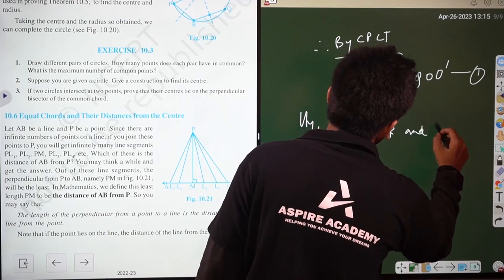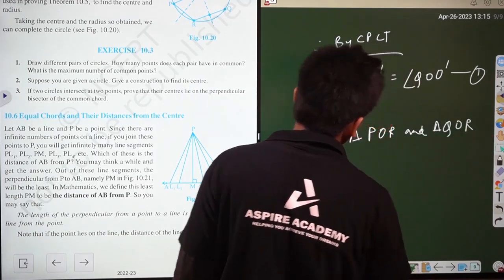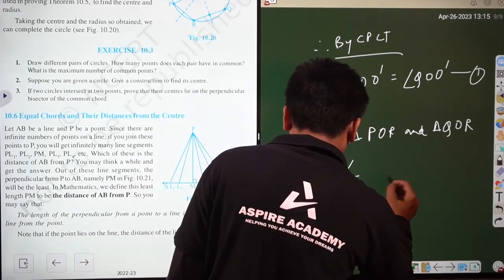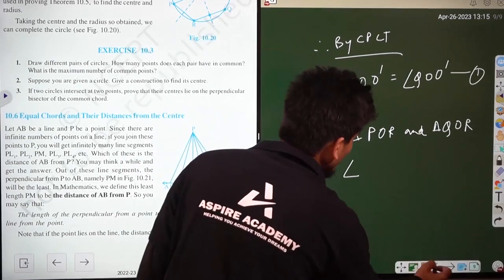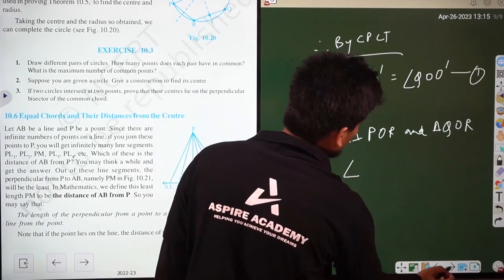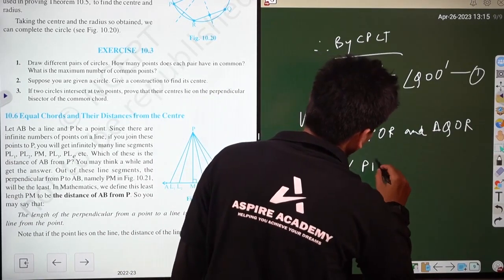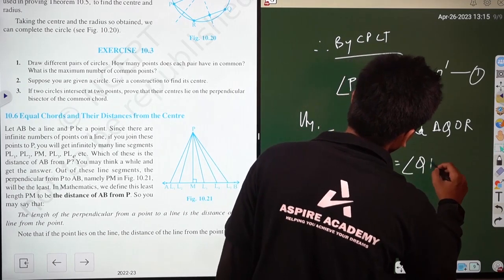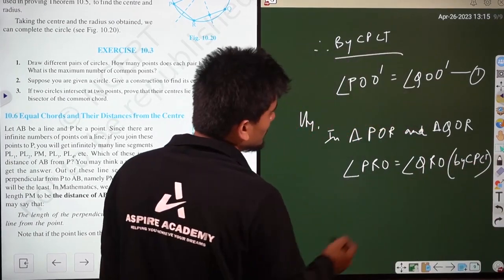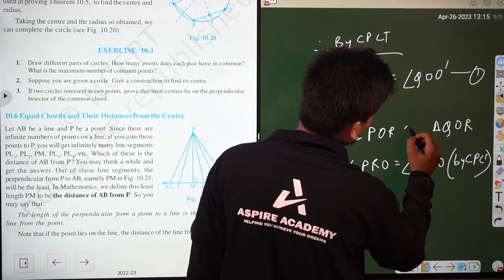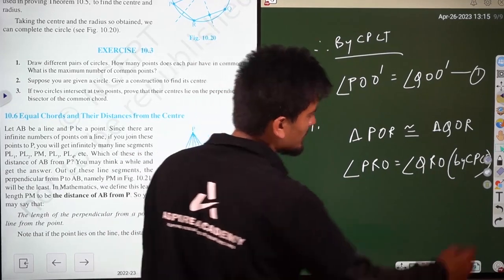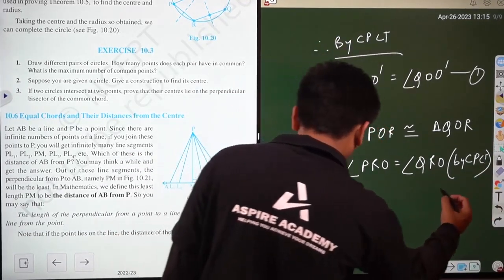POR and triangle QOR, we can show that angle PRO is equal to angle QRO. Why? By CPCT. Angle PRO is equal to angle QRO. How? By CPCT. And both these triangles are what? They are congruent, right? So you can write it like this. So let this be equation number 2.